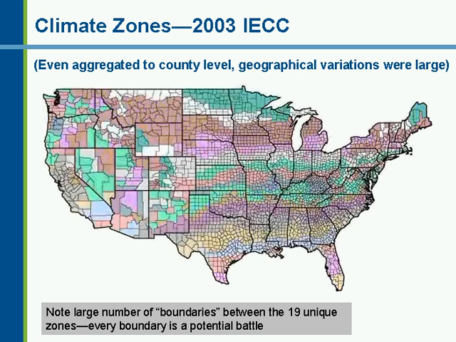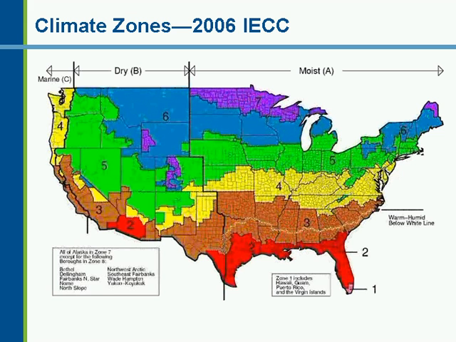Now, if we look at the map for the new zones, you'll find there is much less variation as you move from one location to another. Texas, for example, is now down to 3 zones.